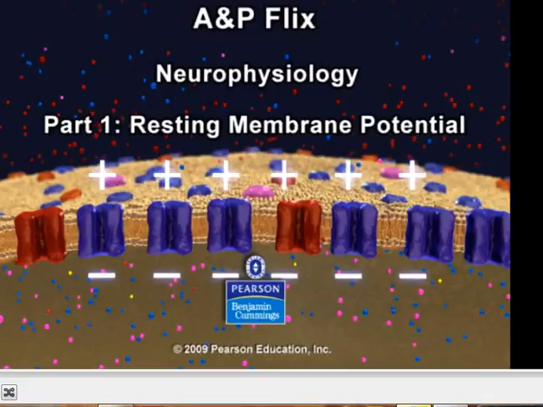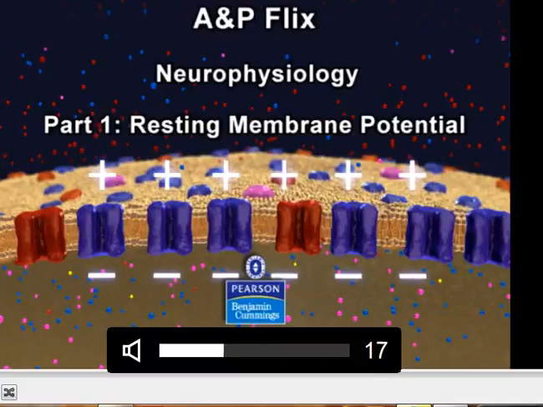competing effect of potassium and sodium on the resting membrane potential. So let's see if this works. Probably helps to make sure.